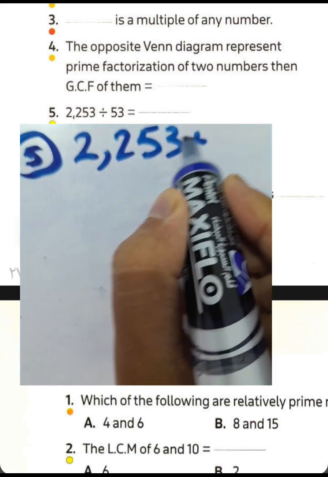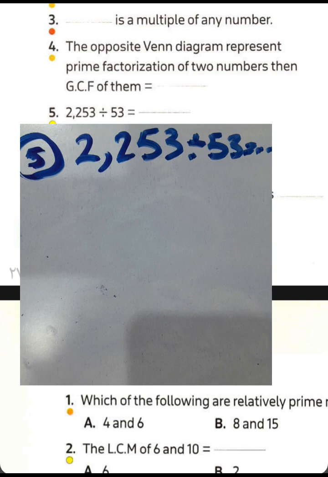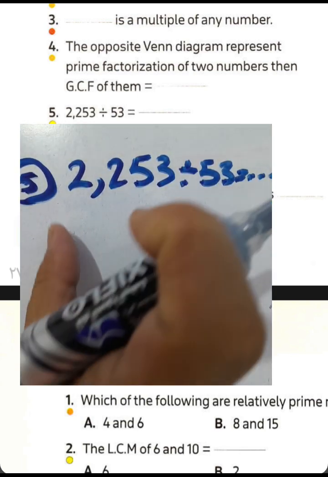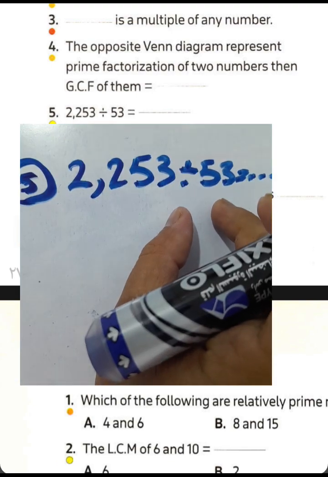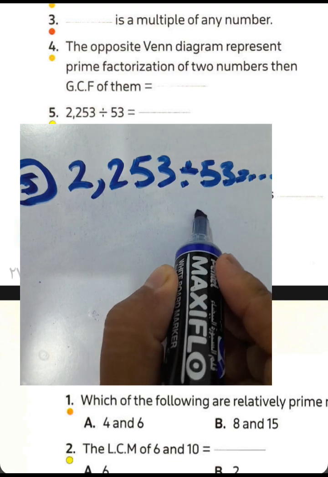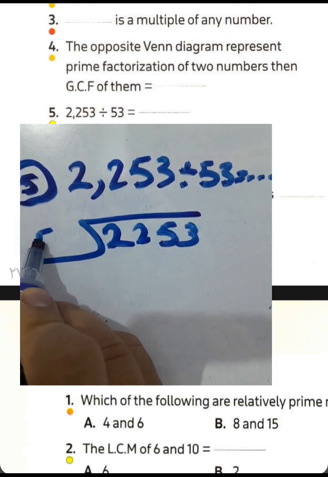2,253 divided by 53 equals what? We can find the result by using long division. We have the dividend here, 2,253, and the divisor, 53. We want to find the quotient, using long division, 2,253 divided by 53.